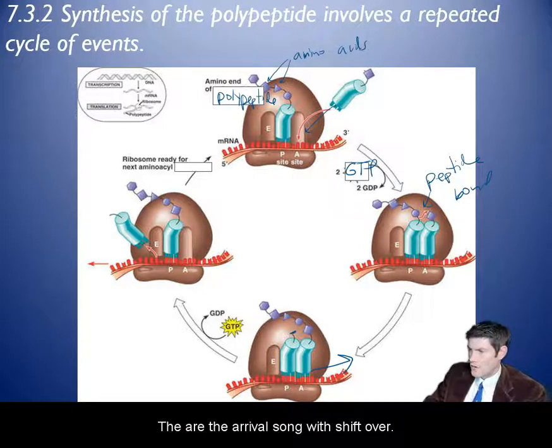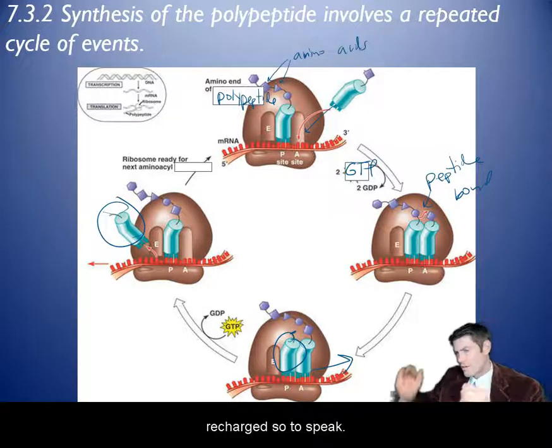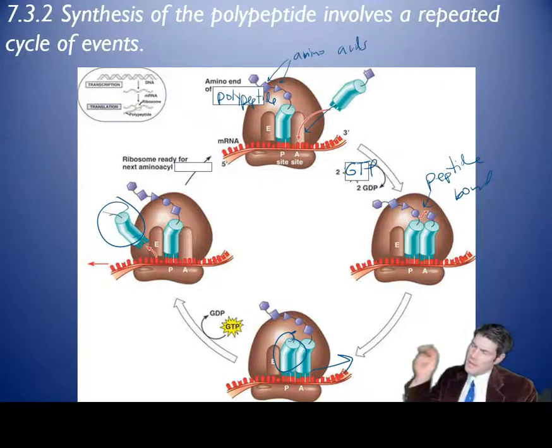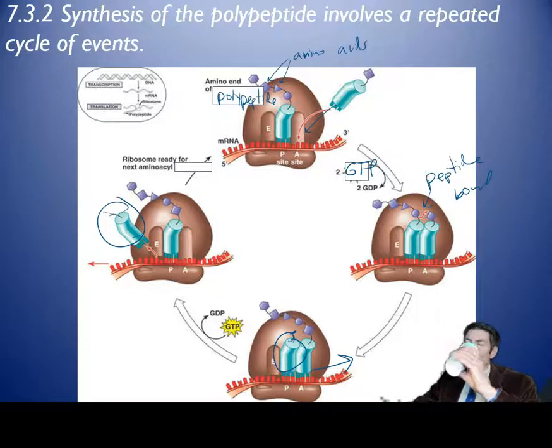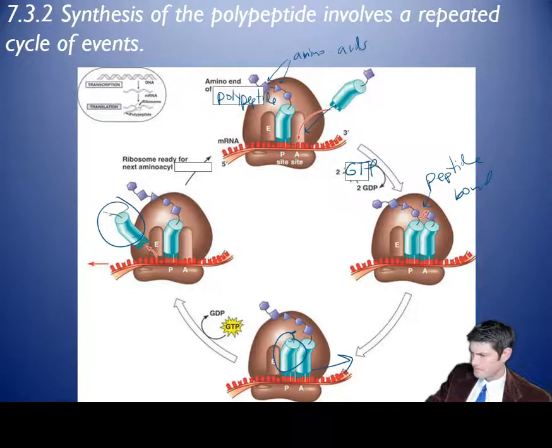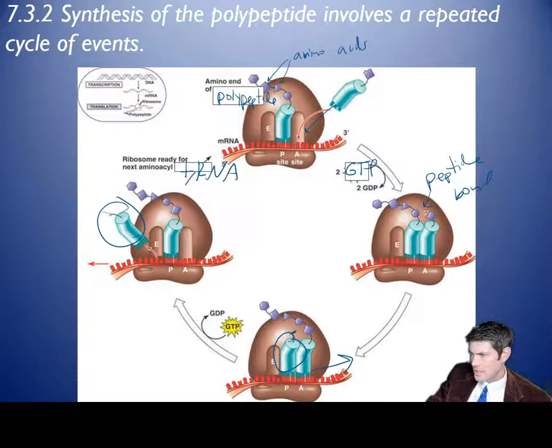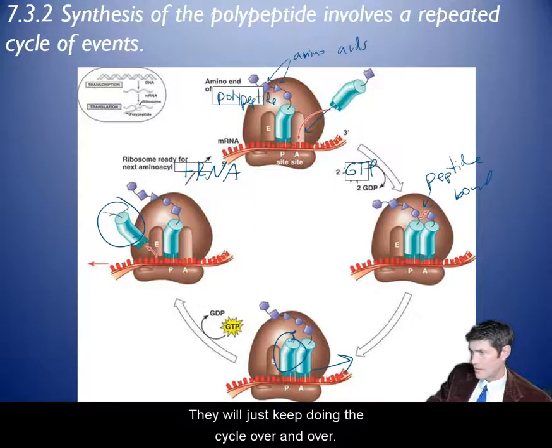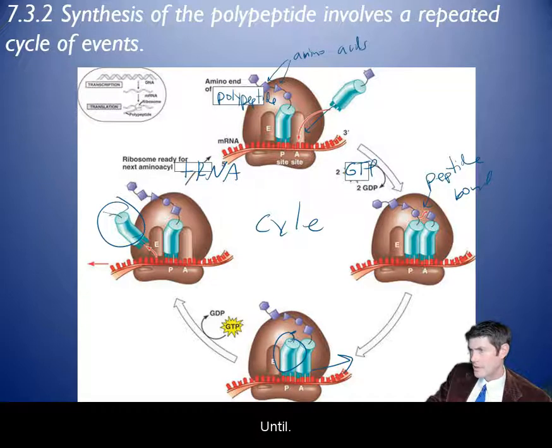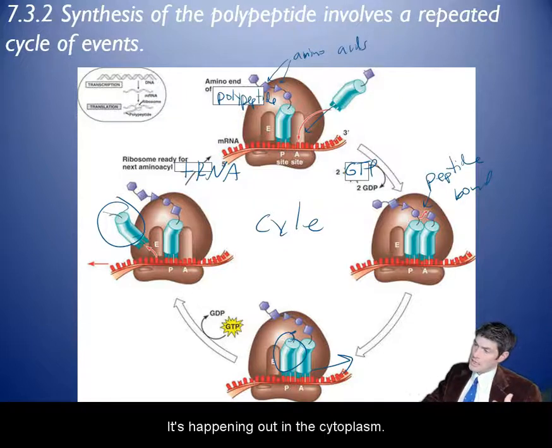Our ribosome will shift over, and this old tRNA will be popped out, and it'll be recharged, so to speak, with a new amino acid soon. Be recycled. You don't want to make a whole new tRNA, so it'll be recharged, and then it's ready for the next tRNA. Once it's popped out, that old tRNA, it'll just keep doing the cycle over and over until it's finished building it. Now in our body, for us, this is happening out in the cytoplasm.